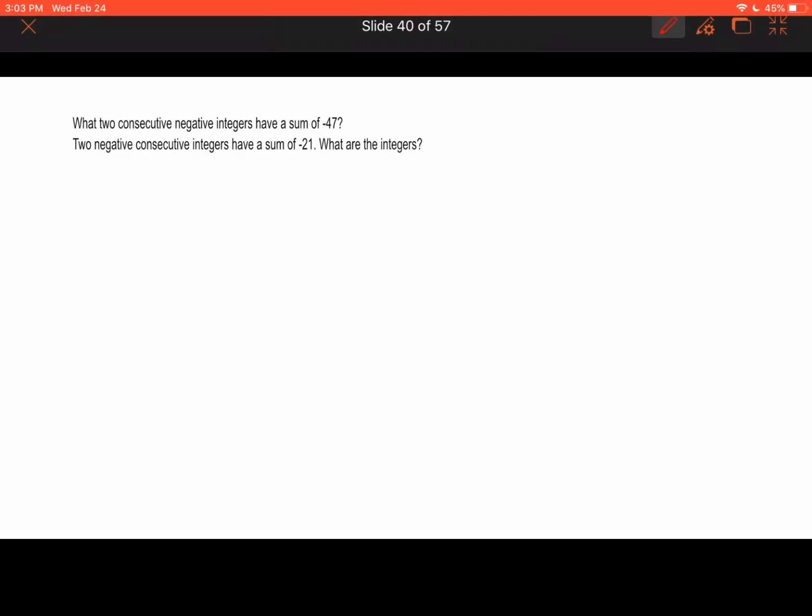What two consecutive negative integers have a sum of minus 47? So we need to take two consecutive integers. Okay, so we just guess it is n and n plus 1. They've asked for the sum of two consecutive negative integers, but that doesn't mean we have to take minus n and minus n plus 1. Just take two consecutive integers n and n plus 1, the sum of which is going to give you the answer, that is minus 47.